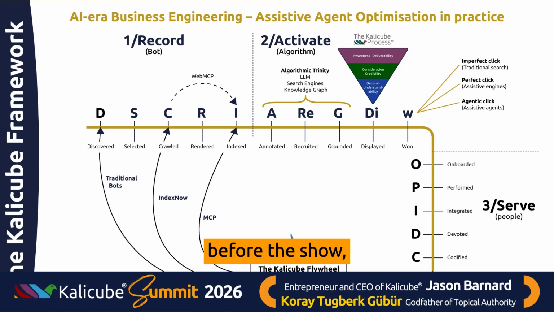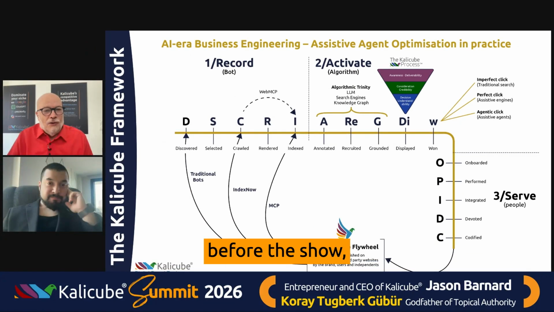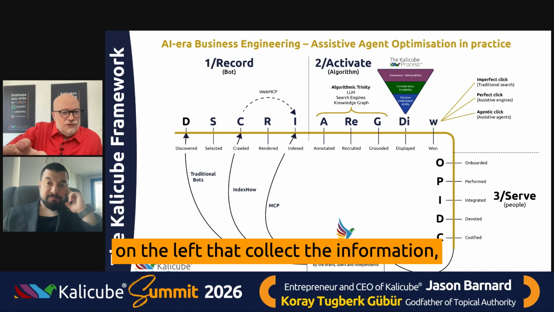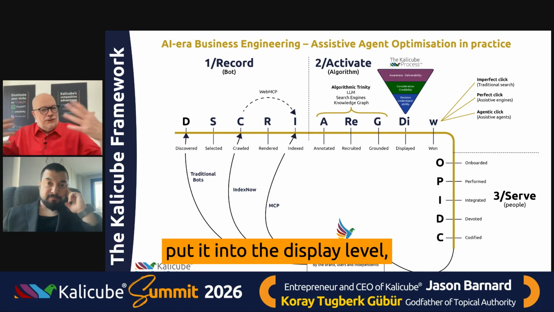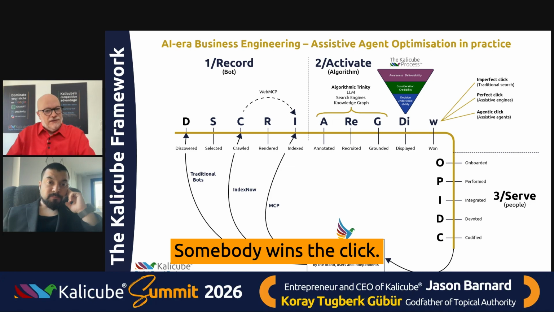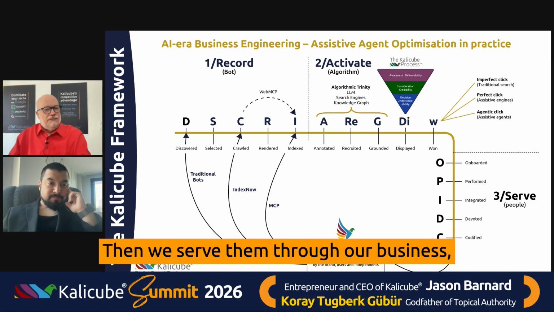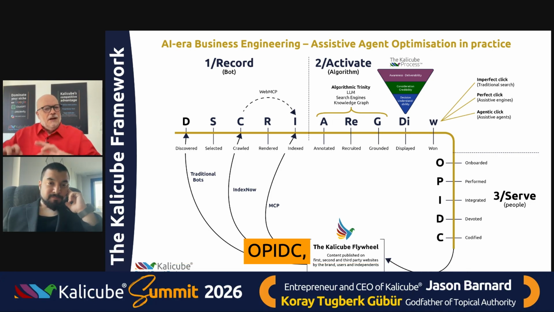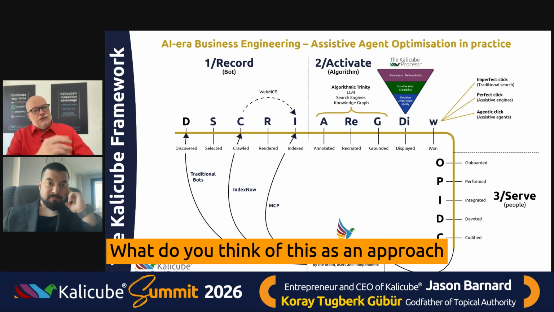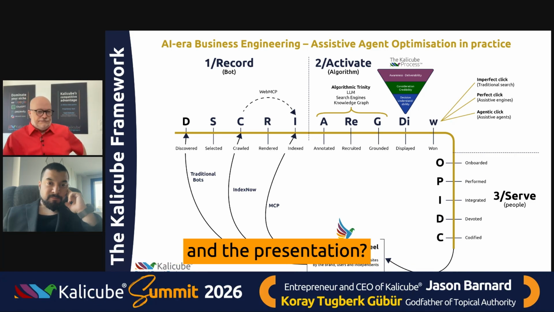I just showed you this before the show, talking about the bots over there on the left that collect the information, the algorithms that activate it, and put it into the display level, which is the AI assistive engine. Somebody wins the click, somebody wins the client, then we serve them through our business OPIDC, codify it, and loop it back through into the bot. What do you think of this as an approach and a presentation?